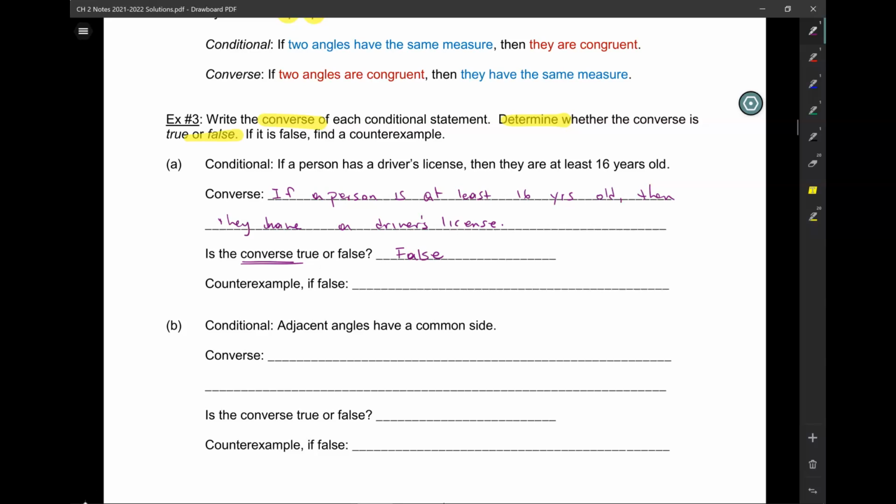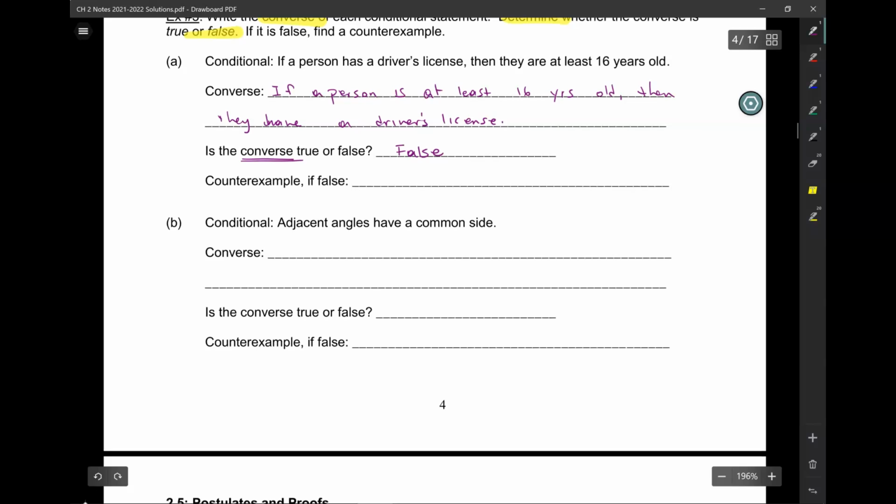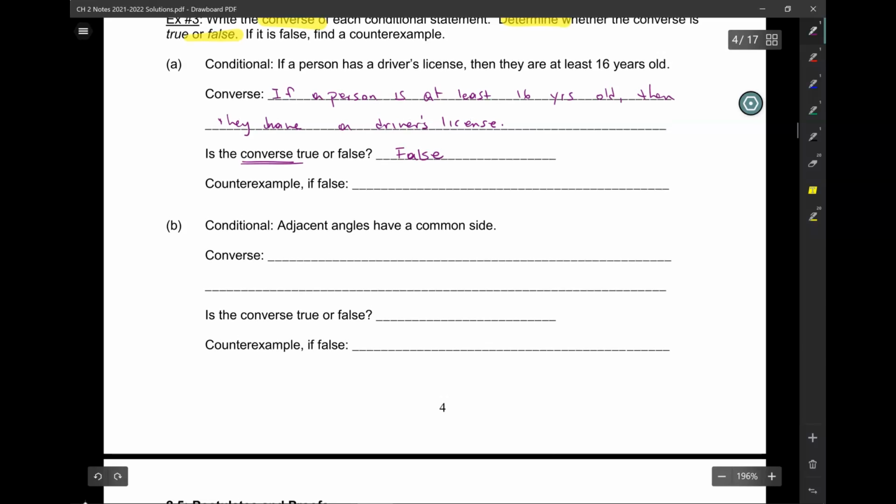Either way, my uncle is disabled and he can't drive. Even in some other countries, you get a driver's license earlier than 16 in some states. Yeah, it's a true example.